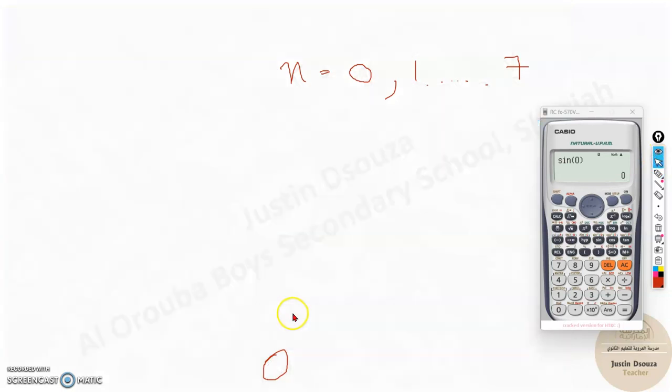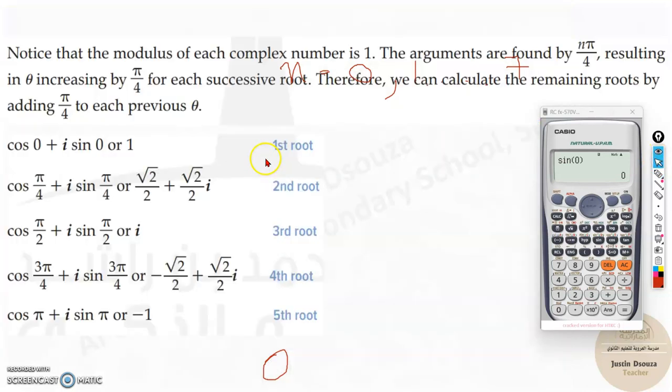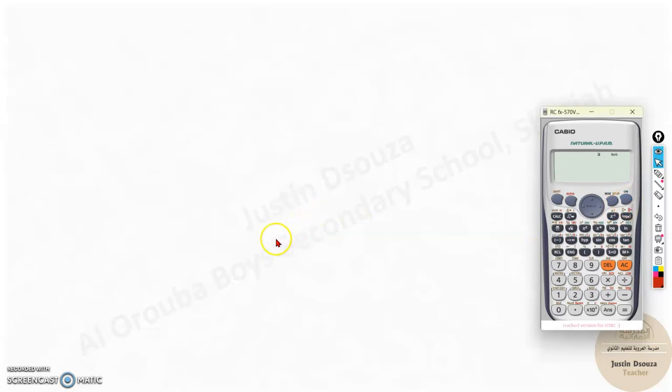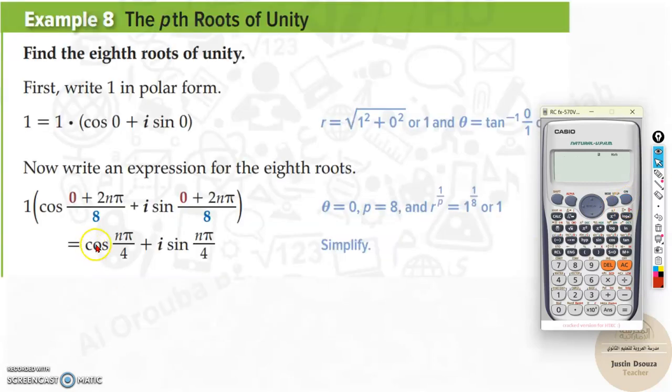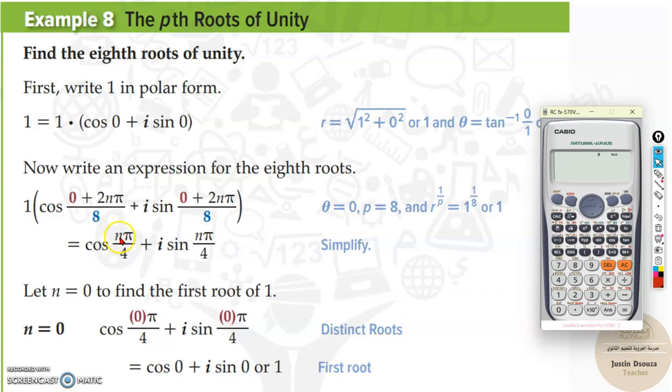Let's do the second root now. For the second root, all you need to do is, over here, this is the first root we just found. For the second root, we see the equation, right? Instead of n, put 1. For the third root, instead of n, put 2. That is what we are doing.